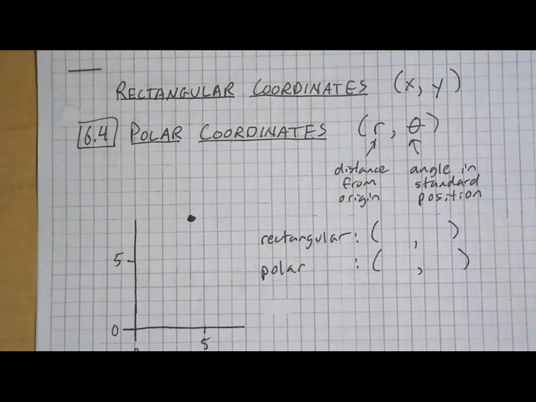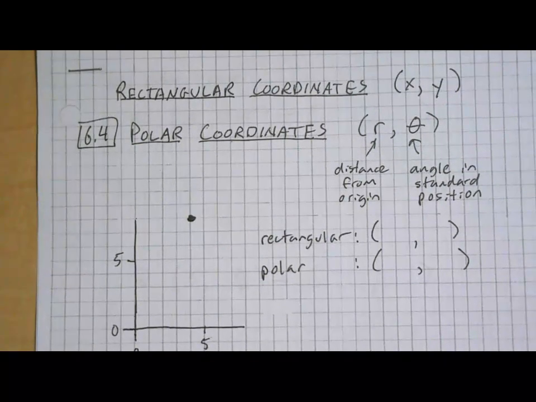So we're used to rectangular coordinates with x and y values. We're going to be talking about polar coordinates, and these have r and theta. So this is just an alternate way to give someone directions to a particular point on the plane.